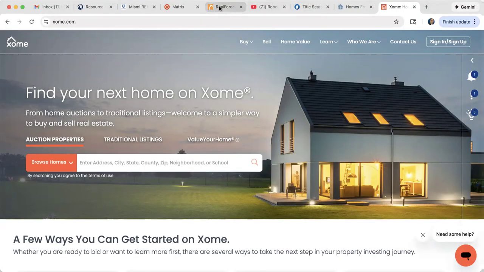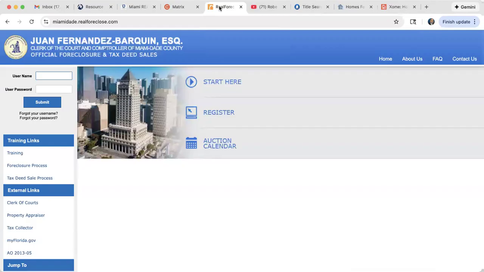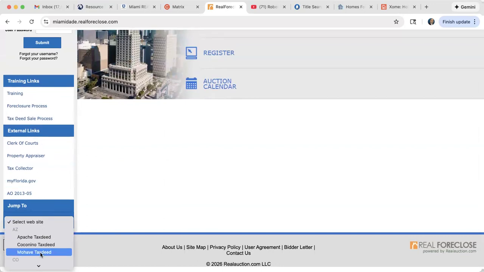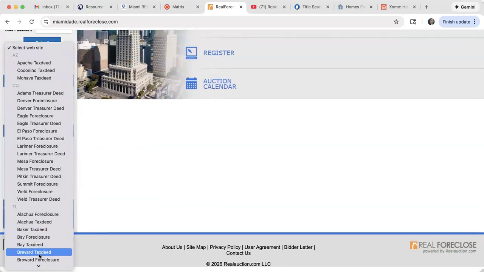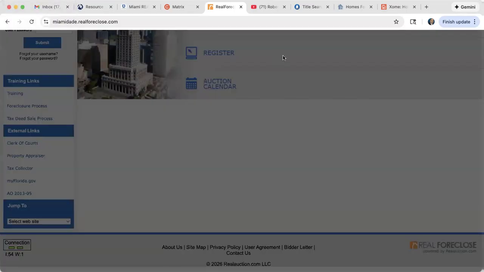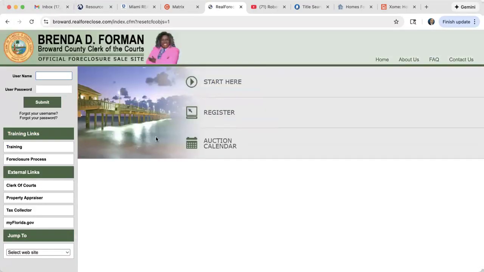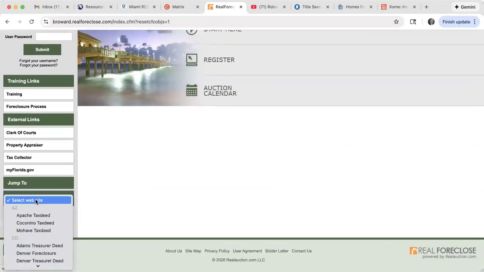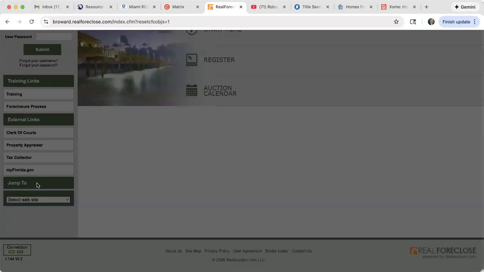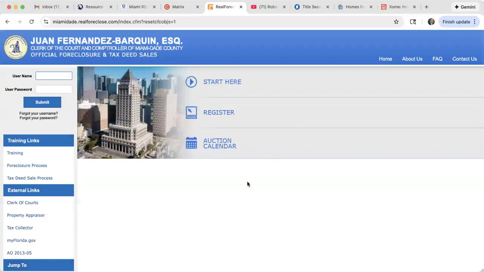Okay. Now, the county has an auction website too, and that is the Clerk of Court Official Foreclosure and Tax Deed Sales. You can always switch to any county in Florida through here, right? So if I go to Broward, it'll take me to the Broward Clerk of Court. Watch. Now we're in the Broward Clerk of Court. If I want to go back to Miami-Dade, we click there and it takes us to the Miami-Dade Clerk of Court.